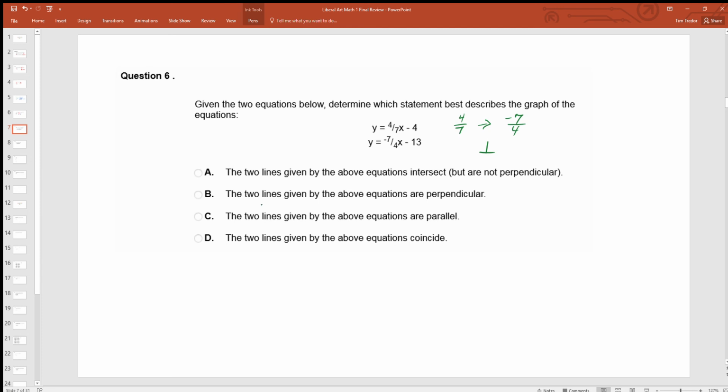Alright, so let's read through the statements here. A: the 2 lines given by the above equations intersect, they do, but are not perpendicular. Well, nope, we know they are. B says the 2 lines given by the equations above are perpendicular. Yes. C says the 2 lines given by the above equations are parallel. Nope. And D says the 2 lines given by the above equations coincide. Lewis, go ahead. All right. Well, yeah, they do coincide at one point, not at every point. So the best statement here is going to be B.